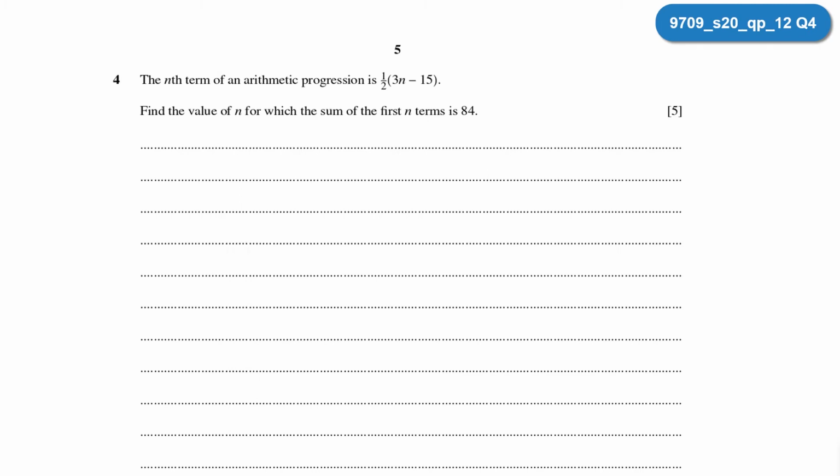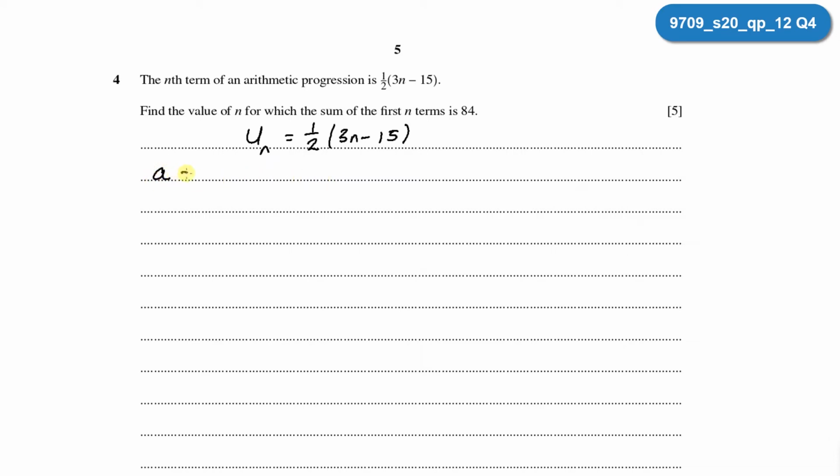The nth term of an arithmetic progression is half of 3n minus 15. Find the value of n for which the sum of the first n terms is 84. So what we've been given here is an expression for the nth term. So that's un is equal to half of 3n minus 15. So this means that I'm able to find the value of the first term and also of the common difference.